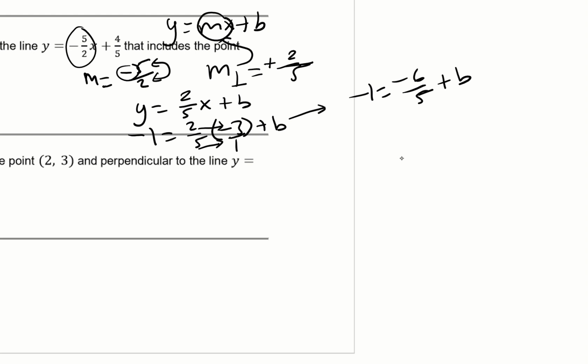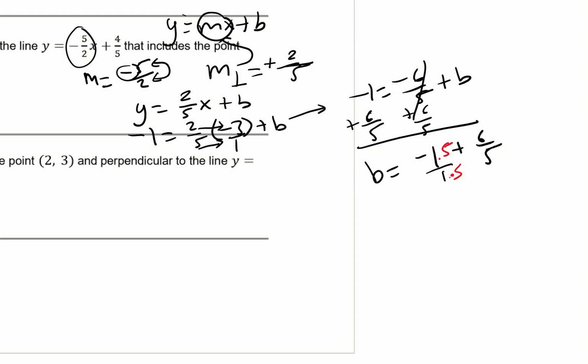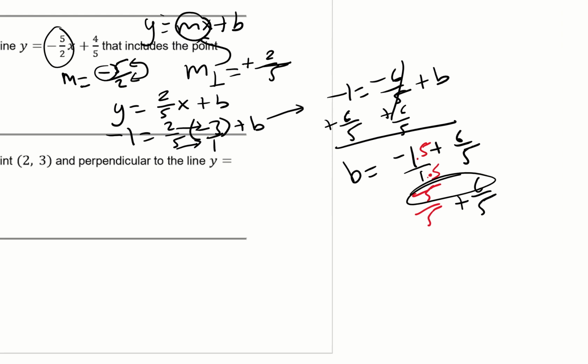So we got -6/5. We can add this to both sides. We get b equals -1 plus 6/5. To add this together, remember we need to have two fractions, and we're going to use a common denominator. The common denominator is 5, so I'm going to multiply top and bottom by 5. So I get -5/5 plus 6/5. So -5 plus 6 is +1. So we have b is 1/5.